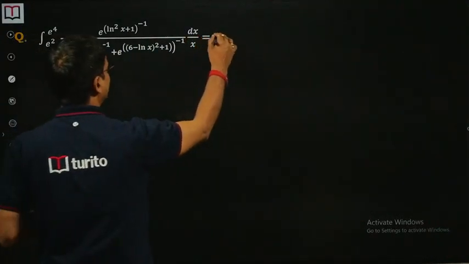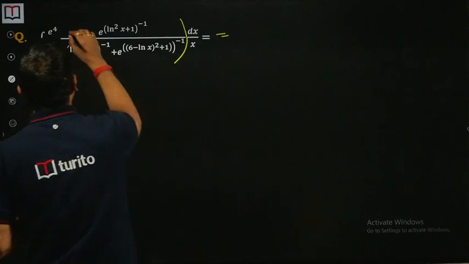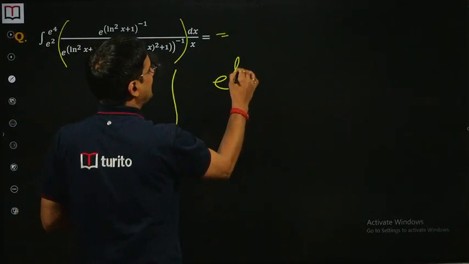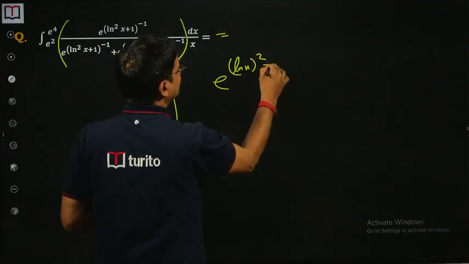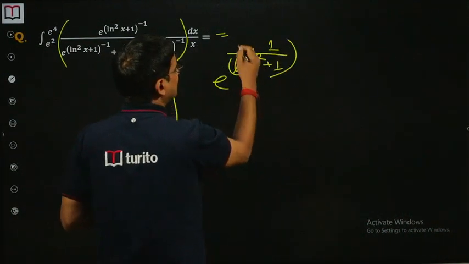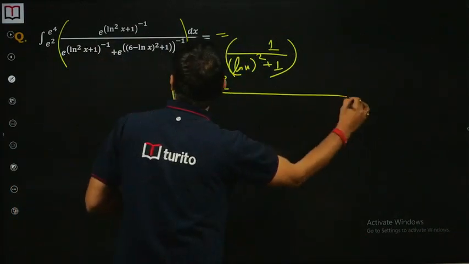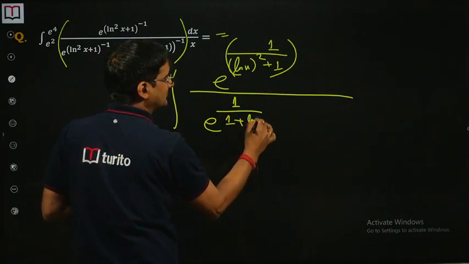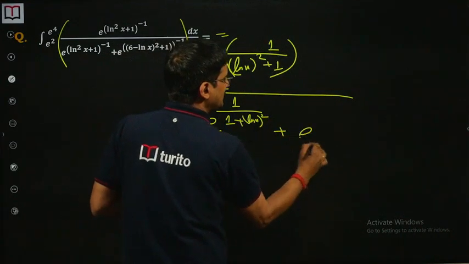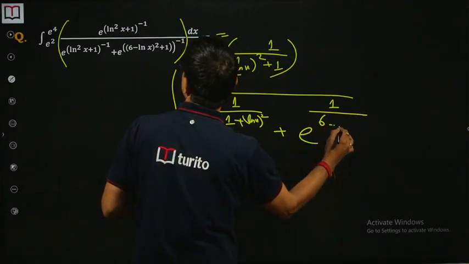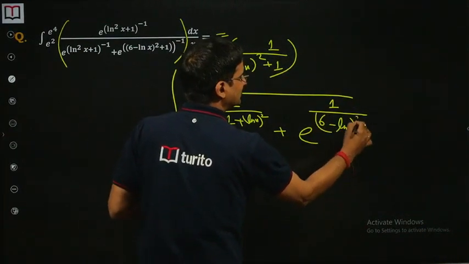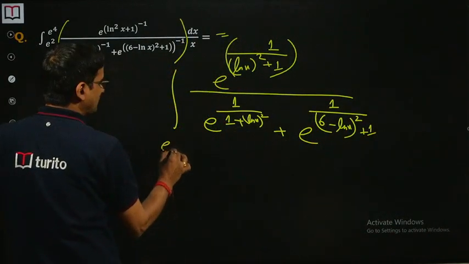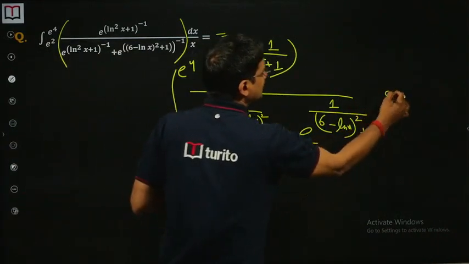And then this seems to be a good one, no? So the integral is e raised to the power ln x whole square plus 1, upon e raised to the power 1 upon 1 plus ln x whole square plus e raised to the power 1 upon 6 minus ln x whole square plus 1. That's it. When x goes from e square to e raised to power 4, dx by x.